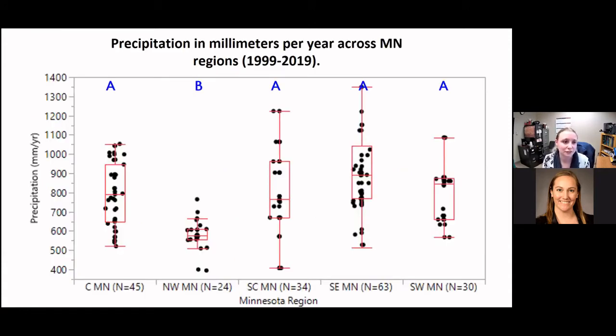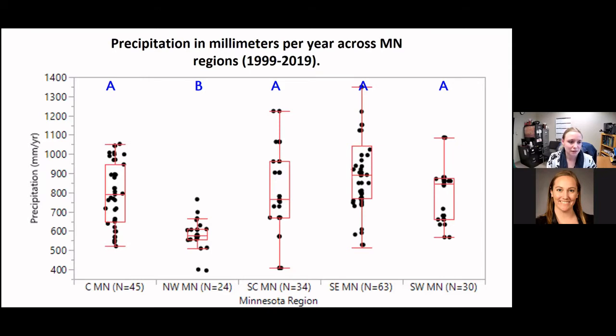Looking first at precipitation in millimeters per year across Minnesota regions, across 20 years of data, so from 1999 to 2019. We have, on the y-axis here, between 400 and 1400 millimeters per year precipitation, graphed with the 5 Minnesota regions here: Central Minnesota, Northwest, South Central, Southeast, and Southwest Minnesota. The N equals the number of data points that are showing in each of those regional categories. So that's what that N variable means.